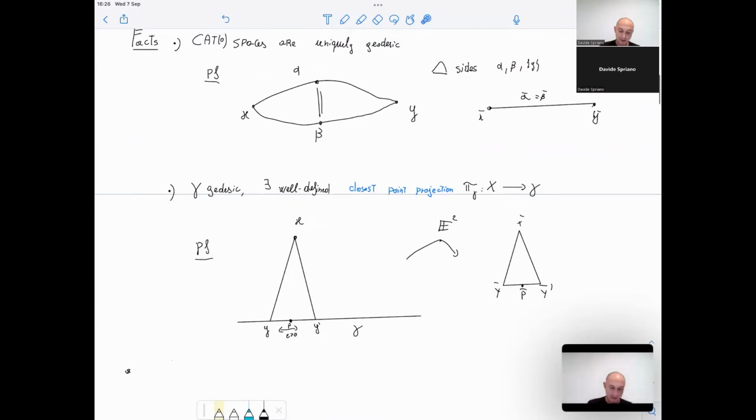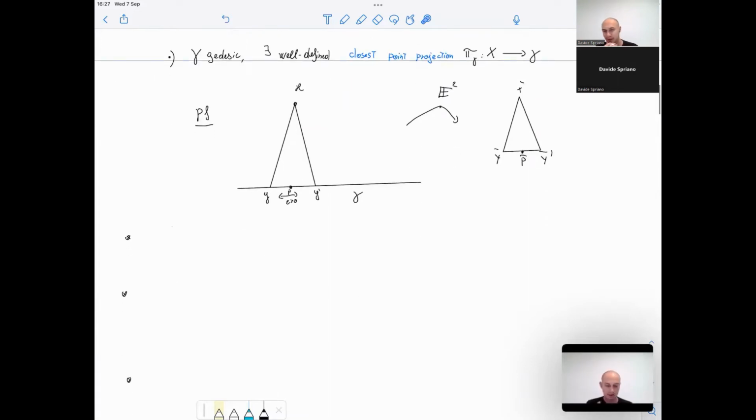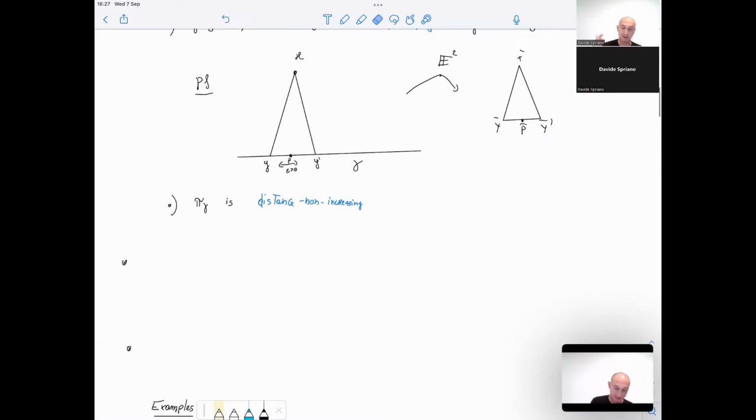And those two facts are really quite useful, and they follow very simply from just a definition. Let me tell you a couple of other interesting facts. The first one is that the closest point projection is distance non-increasing, meaning that if I have 2 points X and Y, then the distance between X and Y is bigger or equal to the distance between pi gamma of X and pi gamma of Y. This is exactly the same as saying that the projection is 1-Lipschitz.